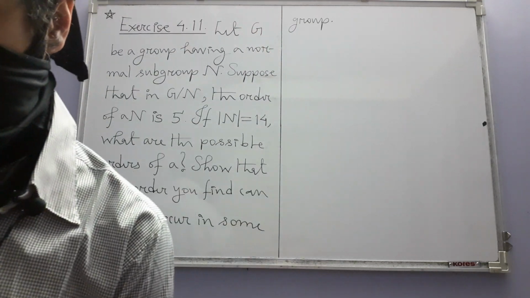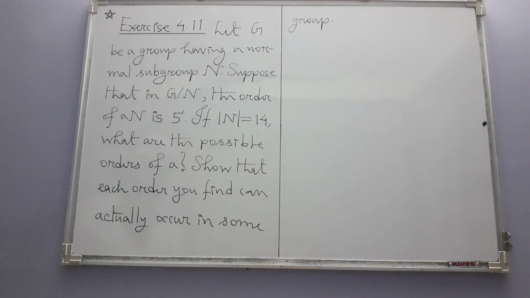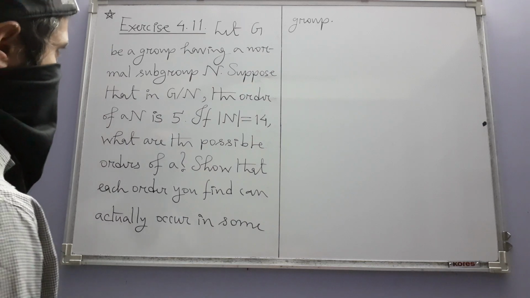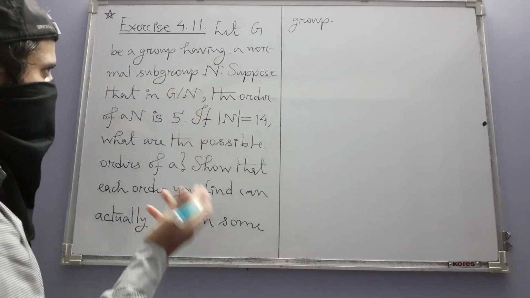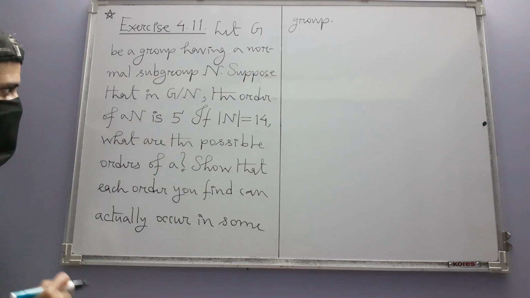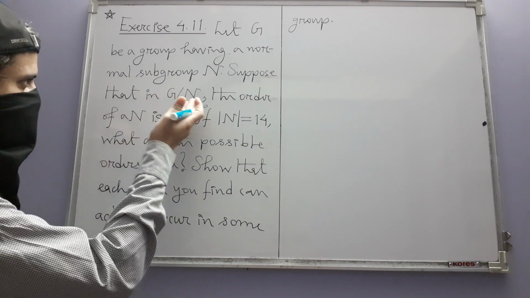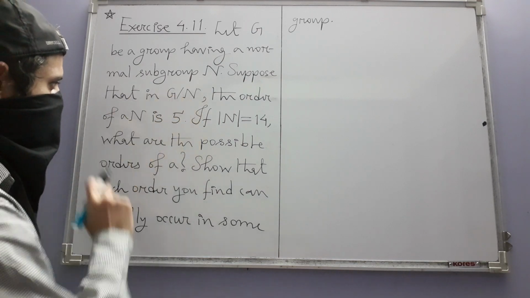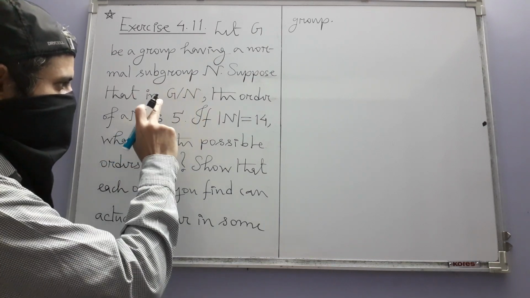Okay, so today we are going to start the exercises on factor groups. So this is the first one for 11. Here G is a group and N is a normal subgroup of G. And also suppose that this left coset of N in G, which is an element in this factor group G by N, has order 5 in this factor group.